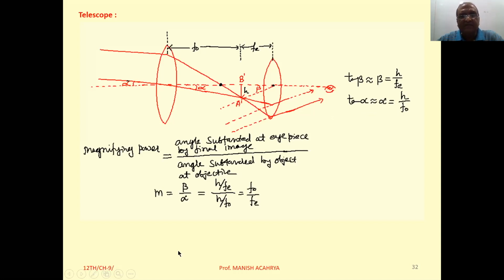Substitute these values of beta and alpha here. So beta is H upon Fe, alpha is H upon FO. Resultantly we will get the magnification in the telescope, that is FO upon Fe. Clear to all of you?